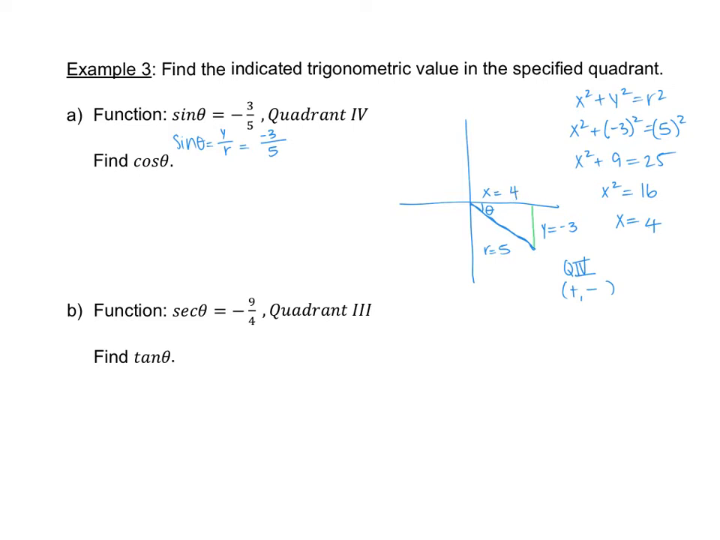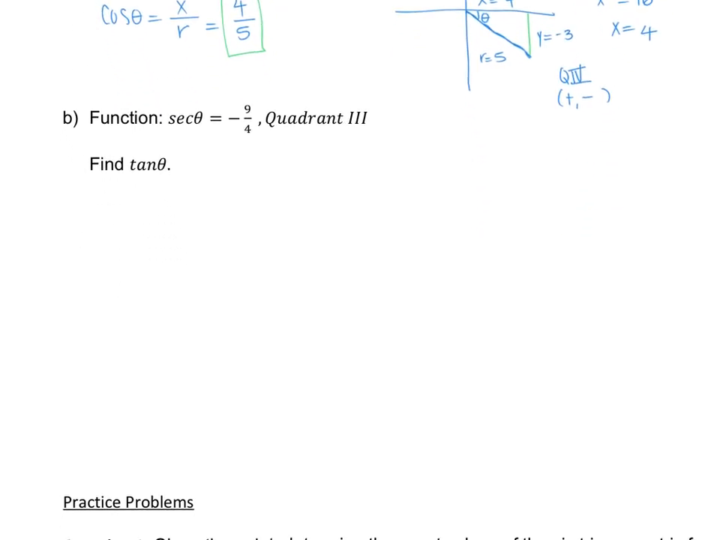All right, now I am ready to figure out whatever they want me to figure out, which is cosine. So cosine is x over the radius. Now, I knew what the radius was, it was 5. Now I know what x is, which is 4. So cosine of this angle is 4 over 5. And I think that's it. That's all they wanted us to find, was cosine. And now I'm going to go ahead and figure out what b is going to be.